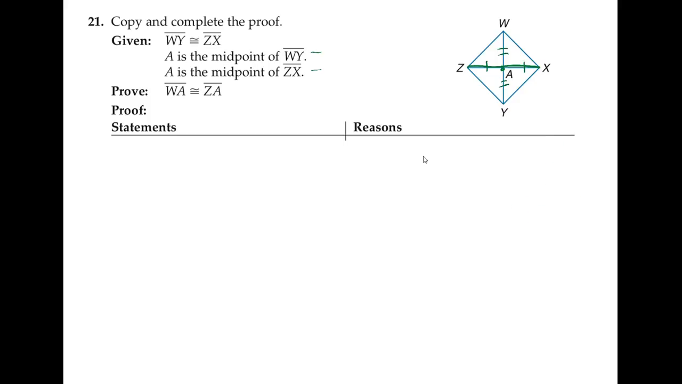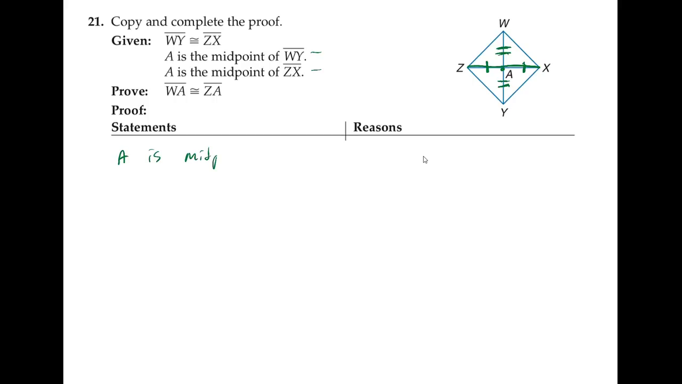So we know it's the midpoint, so I marked that these must be congruent. That's not the exact given; it's the definition of midpoint we have to use to get that they're congruent. And then we want to say that WA is congruent to ZA. Okay, yeah, this is good. Okay, let's start.